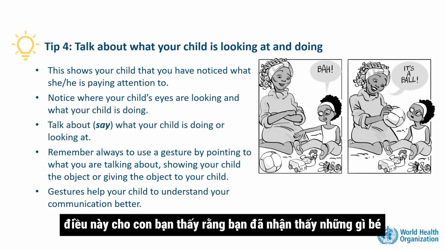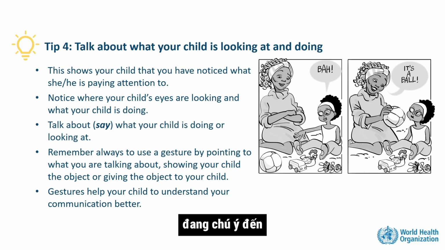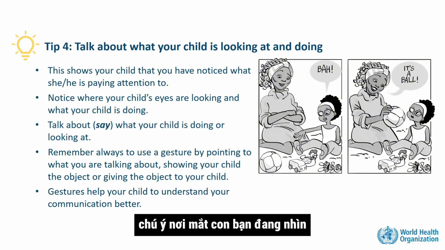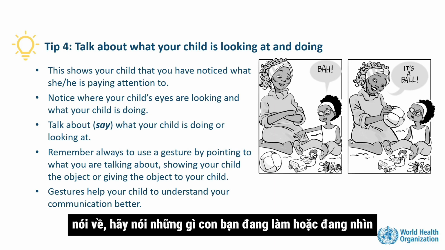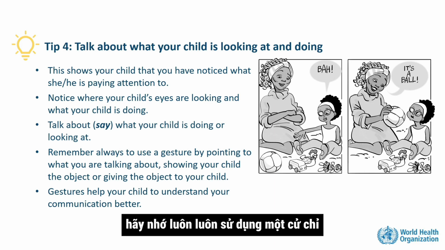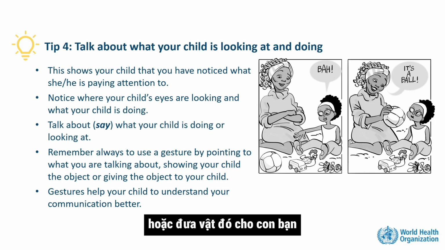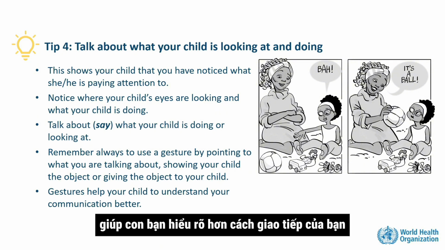Tip 4. Talk about what your child is looking at and doing. This shows your child that you have noticed what she or he is paying attention to. Notice where your child's eyes are looking and what your child is doing. Talk about, say, what your child is doing or looking at. Remember always to use a gesture by pointing to what you are talking about, showing your child the object, or giving the object to your child. Gestures help your child to understand your communication better.